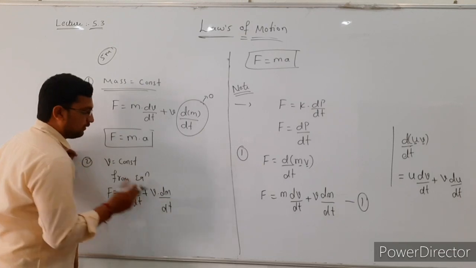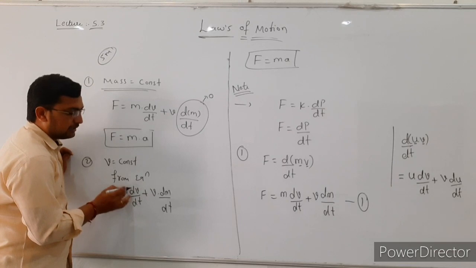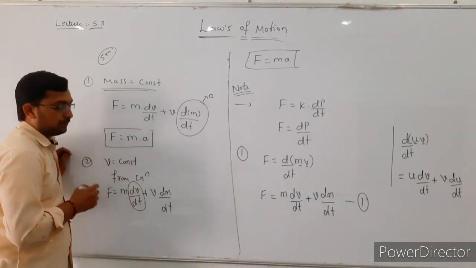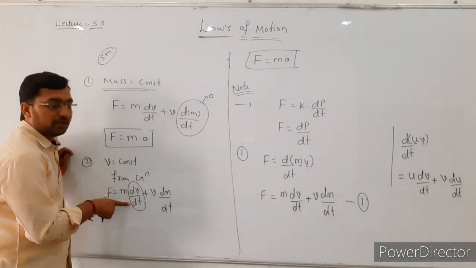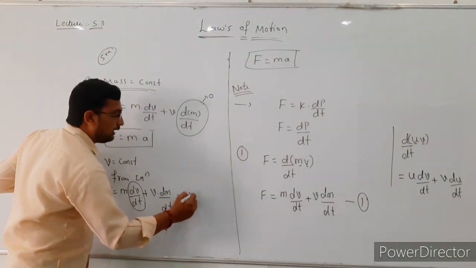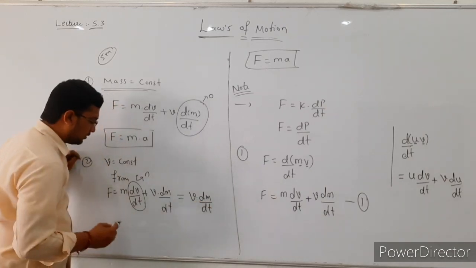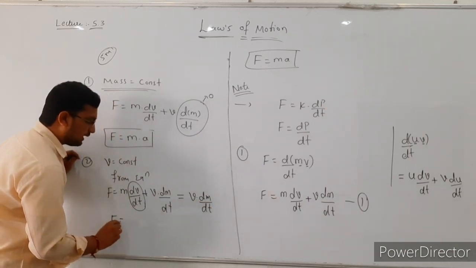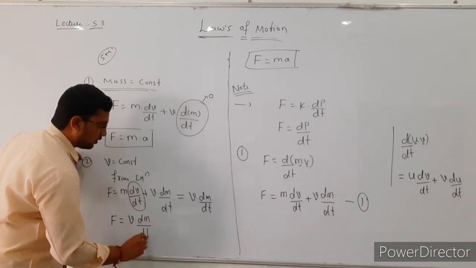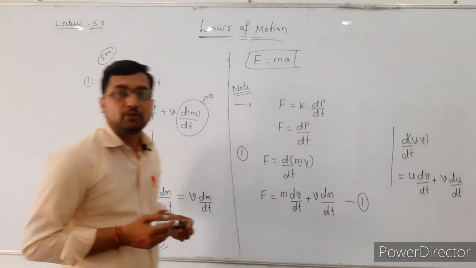So in this case the velocity of the system is constant. If the velocity of the system is constant, it means the differentiation of velocity with respect to time becomes 0. The differentiation of any constant term becomes 0. 0 into any term is 0. So the remaining factor is v into dm by dt, right? So this formula we use to find out the force acting on the system when the velocity of the system is constant. So there are two formulas to calculate the force.